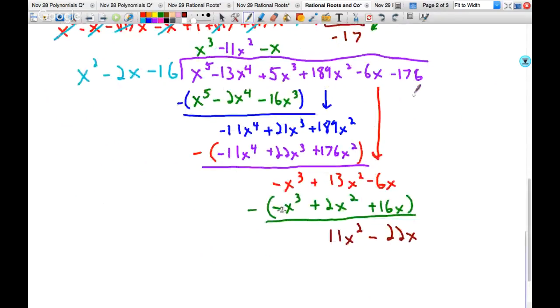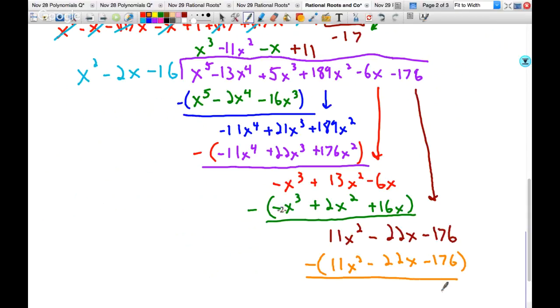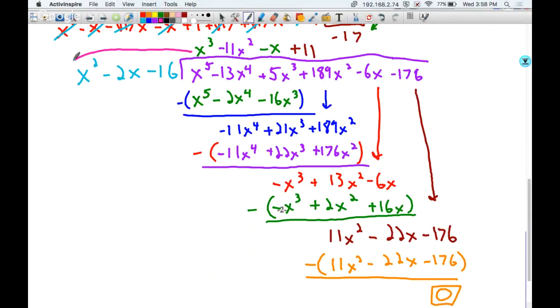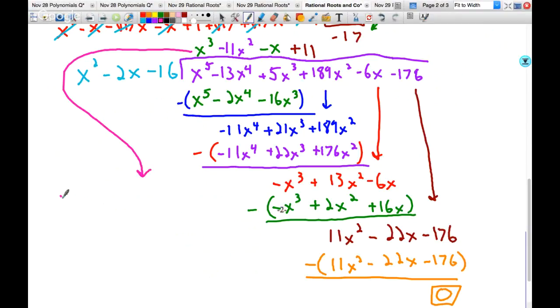We drop down our last term, a minus 176. And I need my final term here is going to be plus 11. Finishing out the long division is just a way to double check your work. So 11x squared minus 22x minus 176. Subtract that away. Remainder of 0. Let me take this right off the top, bring it over here. And now I've got my simplified cubic.